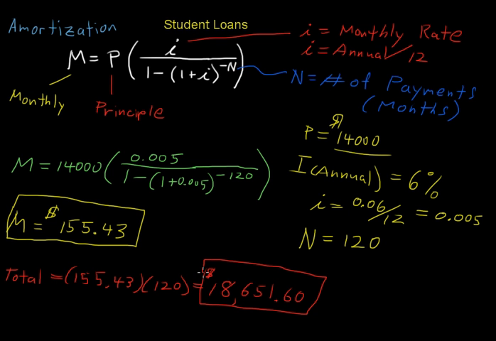And you're thinking, hey, that's more. Yeah, you're renting the money, and so the total interest that you've paid over that time is the difference between the 14,000 and the 18,651. So that's an interest of $4,651.60. So that is the loan amortization of a student loan example.